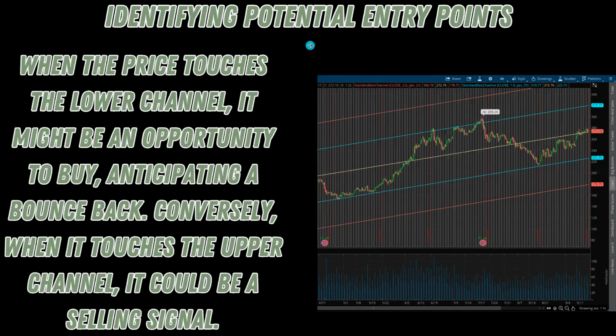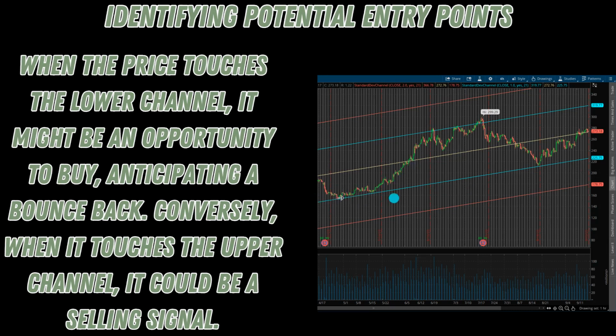Now, to identify potential entry points, when price touches the lower channel, it might be an opportunity to buy. So you can see here, we're touching that 1 lower standard deviation, and then we rally upwards towards the top, and we get that 1 standard deviation at the top.